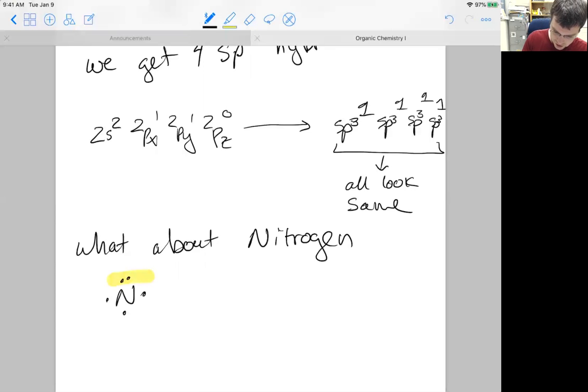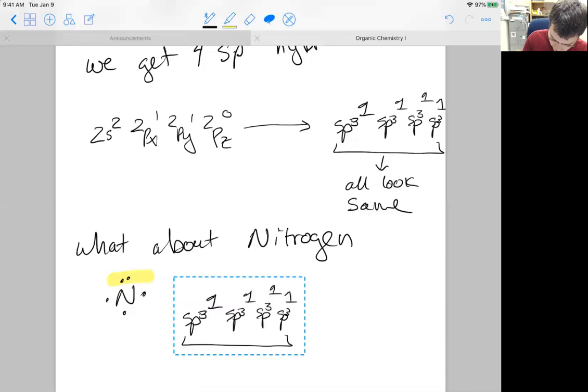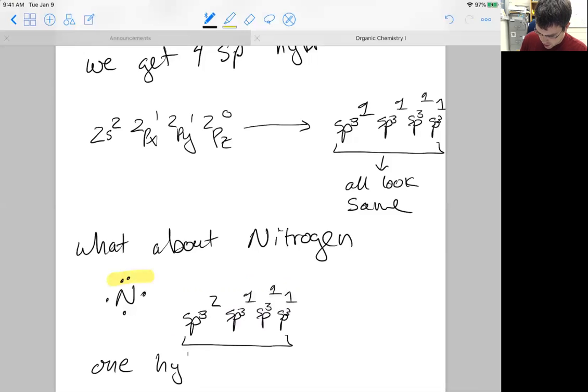But instead of the electron configuration we had up here, what we have is one of those sp3 orbitals has 2 electrons. One hybrid, and what type of hybrid orbital is it? It's an sp3 orbital, and it has 2 electrons.